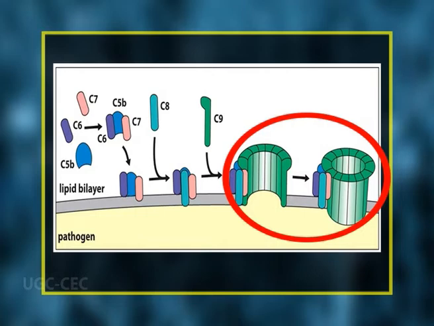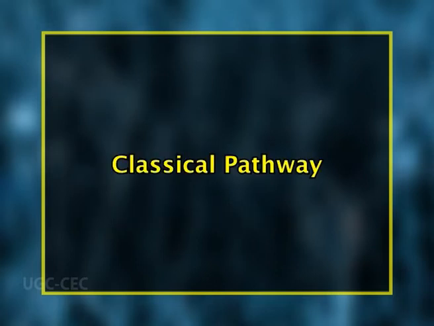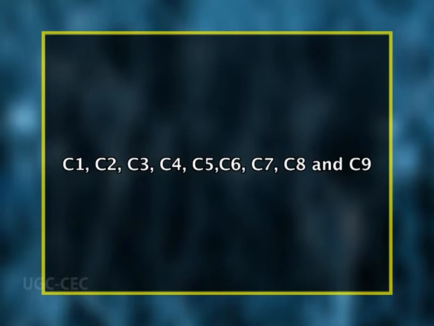These pathways are first the classical pathway, second the alternative pathway, and third the mannan binding lectin pathway. So students, coming first to the classical pathway. The classical pathway of the complement system consists of blood proteins that mediate the specific antibody response, designated as C1, C2, C3, C4, C5, C6, C7, C8 and C9.